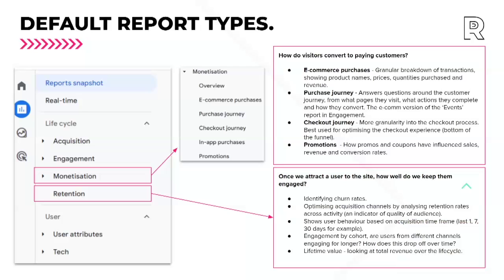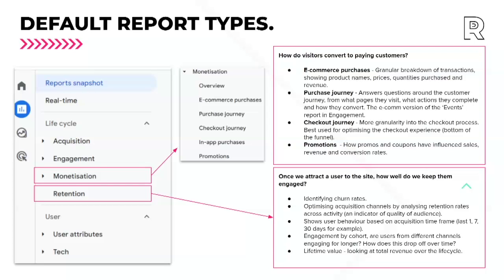And then the retention report. So this is how well are you keeping the users once they're on your site? How sticky is the website? Is how I like to think of it. So you can identify churn rates. So what percentage of your visitors are visiting just the once and then disappearing. You can help to optimize acquisition channels. So looking at what the quality of your traffic is through different channels.